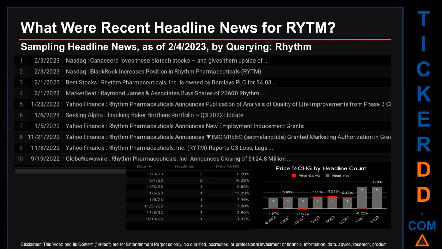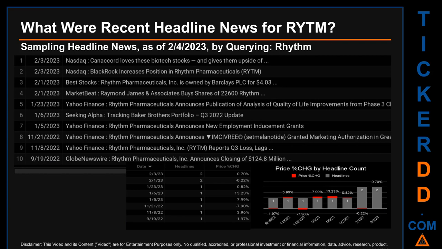What were recent headline news for RYTM? Today, Saturday the 4th of February 2023, I sampled one of our news aggregators for latest headlines for this ticker. I did so by searching specifically by a keyword that may appear, broadly, in the title or the body, of discoverable news articles. The keyword that I used was the entity name for RYTM, which is Rhythm Pharmaceuticals Inc.